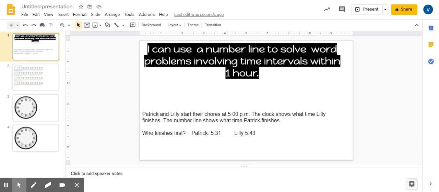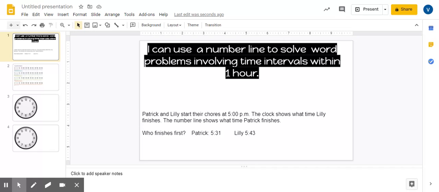O'Mara. Okay, in today's lesson, our learning target is I can use a number line to solve word problems involving time intervals within 1 hour. So what I'd like to do is look back at our application problem that said Patrick and Lily start their chores at 5 o'clock p.m. The clock shows what time Lily finishes. The number line shows what time Patrick finishes. We found out that Patrick finished at 5:31 and Lily finished at 5:41.